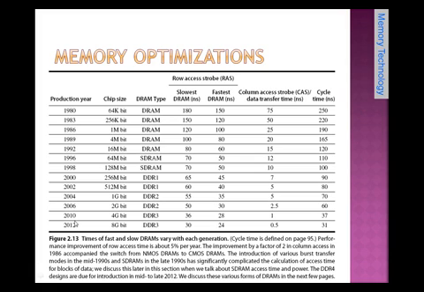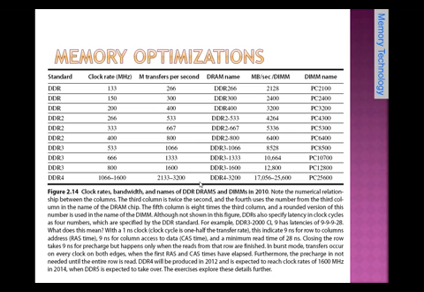This is for the year 2012. The chip size is 8 Gbit, dynamic RAM 3. The slowest dynamic RAM is 30, the fastest is 24, the column access, that is the data transfer rate, is 0.5, and the cycle time is 31. This is the table used for showing the memory optimization techniques.